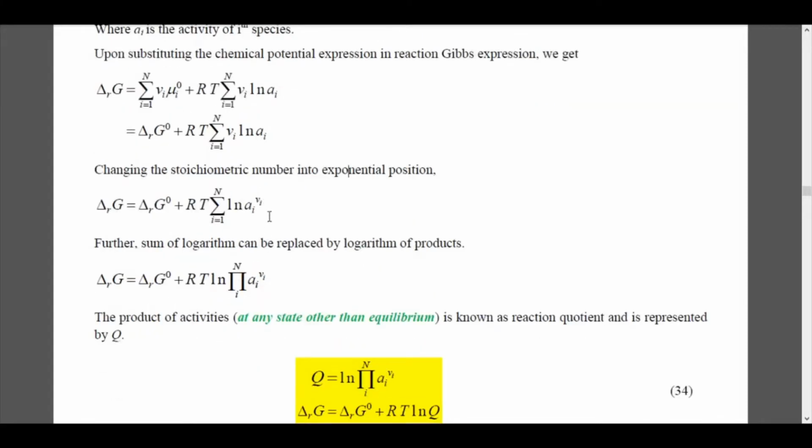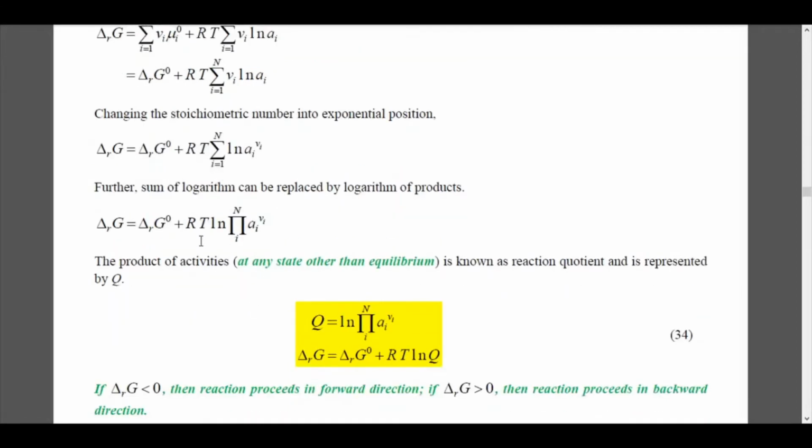Then this expression can also be rearranged, as the sum of logarithms can be replaced by the logarithm of products. So if I do that, reaction Gibbs energy is equal to reaction Gibbs energy at standard state plus RT ln of the product. Now this expression is important. The product of activities at any state other than equilibrium is known as reaction coefficient.